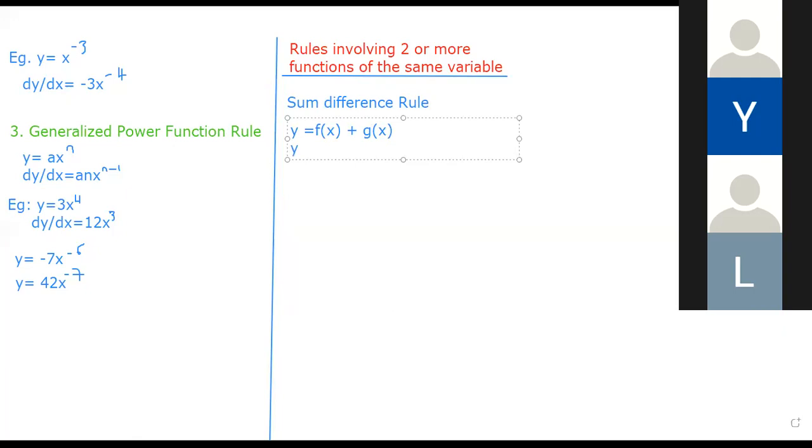So you get dy dx is equal to f prime of x, plus or minus g prime of x. I'll explain this f prime to you. The plus or minus here, put the minus under it. Here too, put the minus under it. And then this is how to write the prime. Put an apostrophe on top of the f, and then an apostrophe on top of the g.